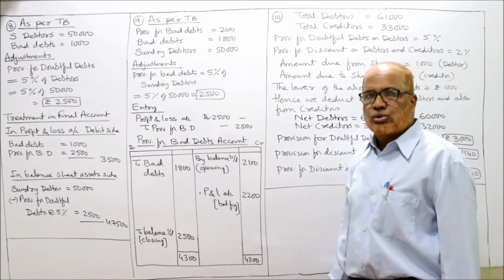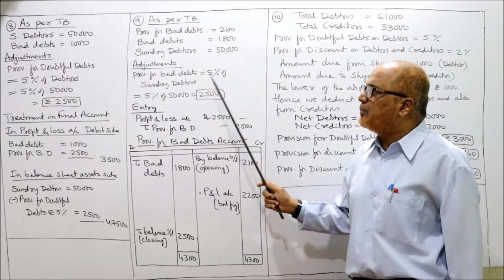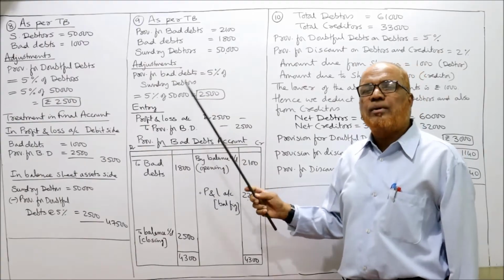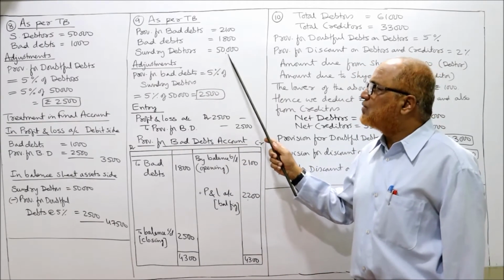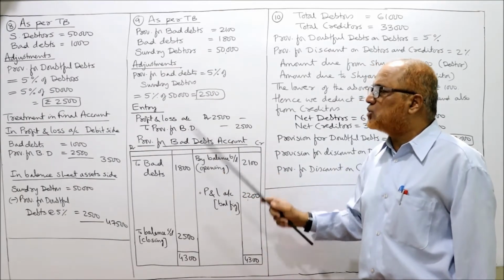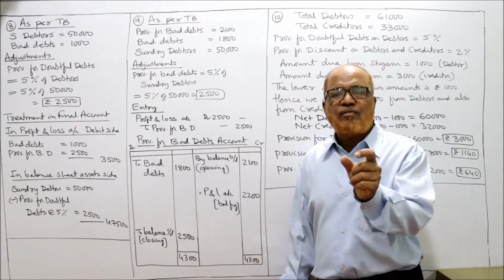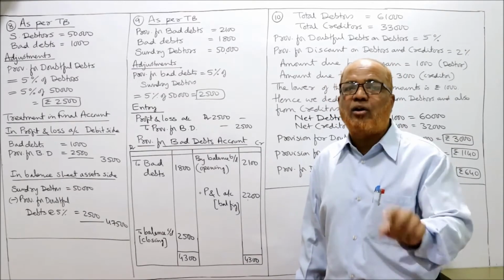Sundry debtors are 50,000. Now it is asking you to make the adjustment provision for bad debts 5% of sundry debtors. How much are the sundry debtors at the end of the year? 50,000. On this 50,000 we make a provision for 5%. The 5% of 50,000 is 2,500. 2,500 is the new provision for doubtful debts maintained at the end of the year.